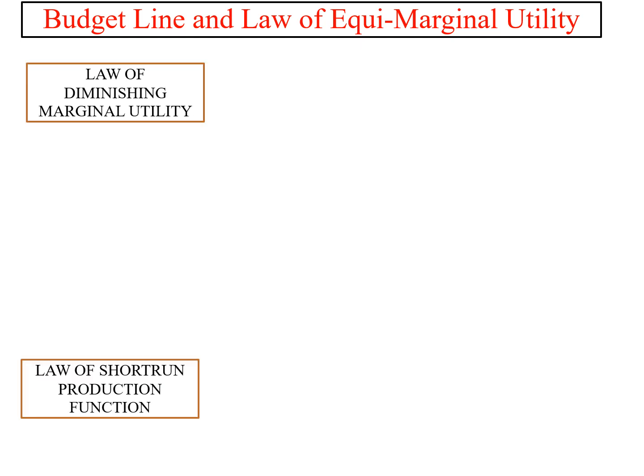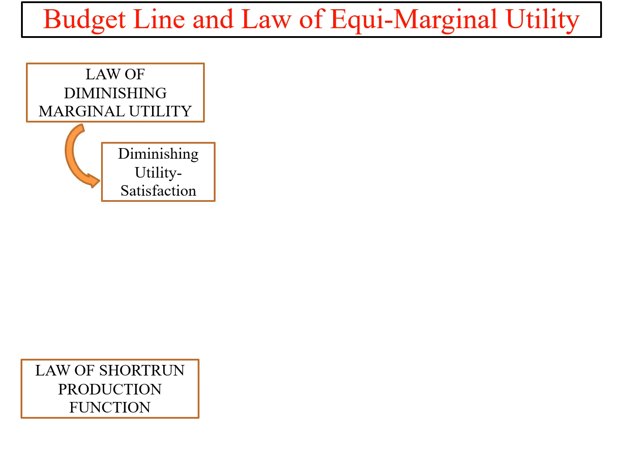Today I will discuss another important chapter in production economics, that is budget line and law of equi-marginal utility. Till now, I tried to connect the concept of utility theory with production theory. One of the important concepts, hopefully you have remembered, is the law of diminishing marginal utility, and I tried to connect it to the law of a certain production function.